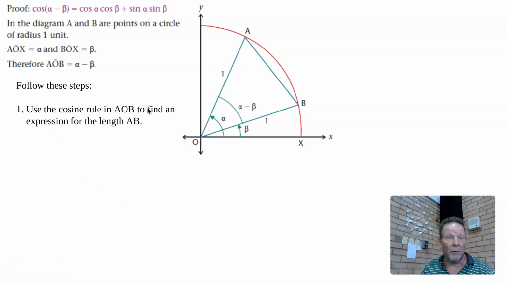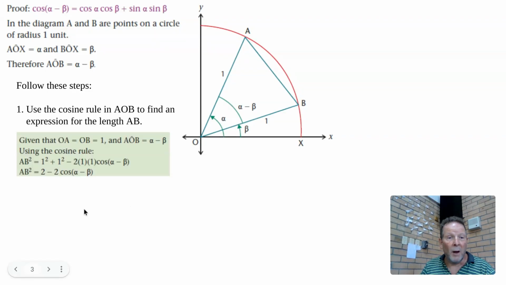Use the cosine rule to find an expression for the length AB. That's the first thing we're going to do. You could pause it and see if you could do that. Well, I'll show you how it works. All you do is the cosine rule. You need two sides and an angle in between. And you just square the two sides, add them together, minus the two sides multiplied together, times the cosine of the angle in between. Well, 1 squared plus 1 squared is 2, and 2 times 1 is 2. There's an expression for AB squared.